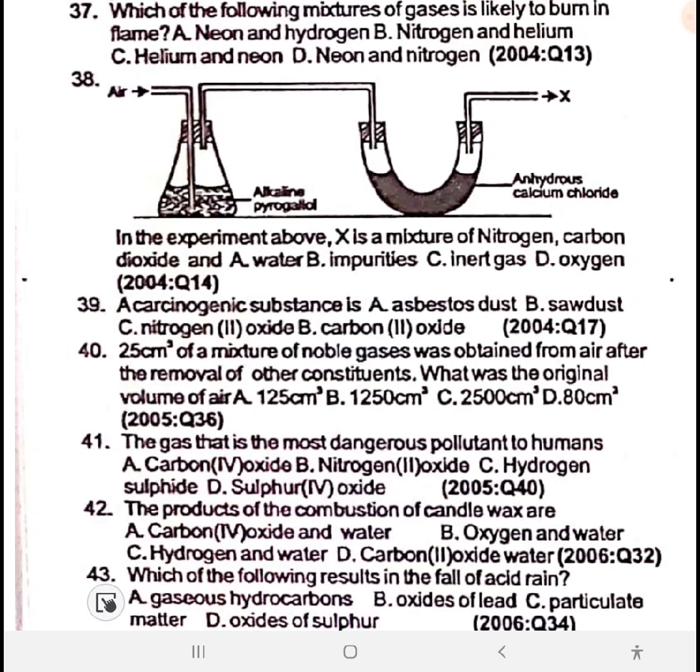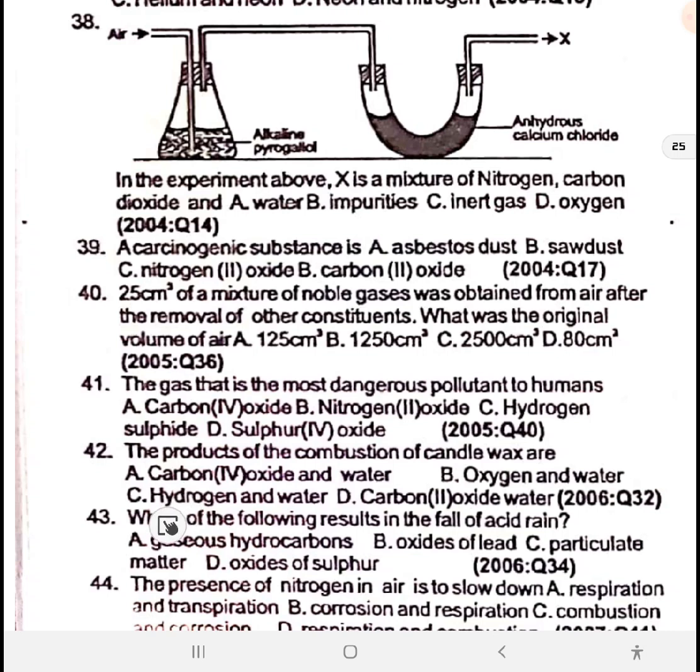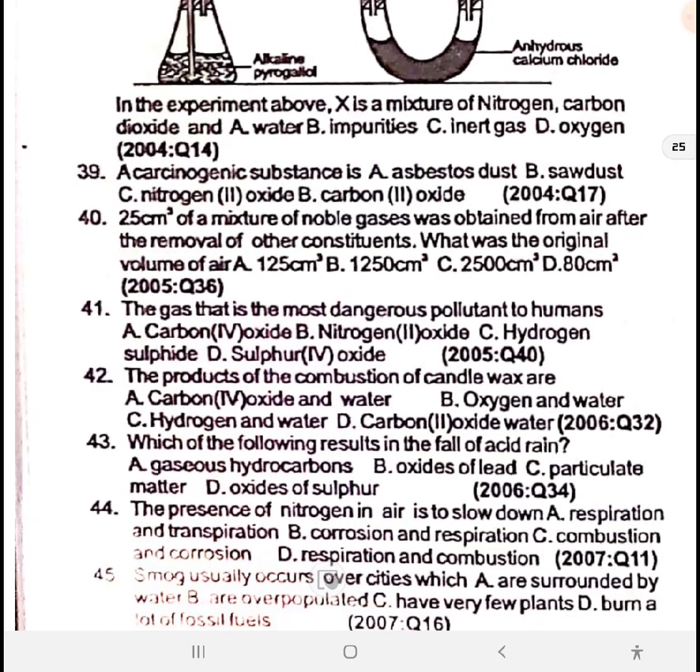So let's continue. 43, which of the following result in acid rain? Don't forget nitrogen, right? Oxides of nitrogen and sulfur result in acid rain. So 43, oxides of sulfur, they result in acid rain.